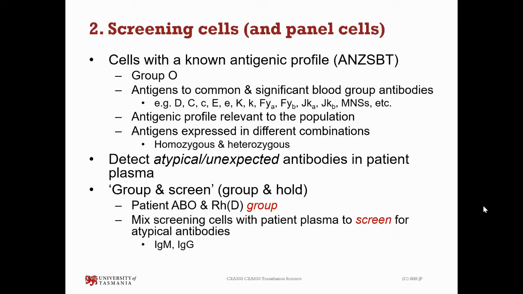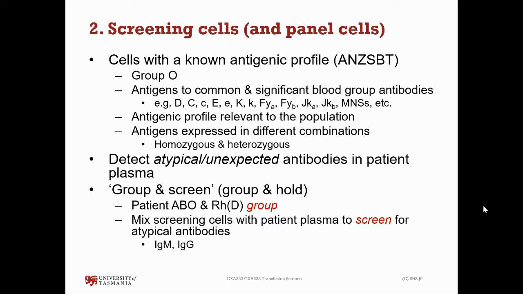You can see here that it's very important that the antigenic profile reflects the population that you're testing. And so the screening cells that you would use in some parts of Australia would be different to screening cells that you use in other parts. For example, you might use a different set of screening cells in Western Sydney, where the ethnic mix of the population is a little bit different than it is in Launceston. So there are 2 or 3 different variations of screening cells that you can use, but the ones that we use have these antigens on them.